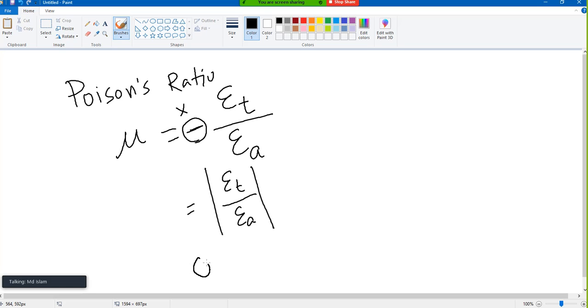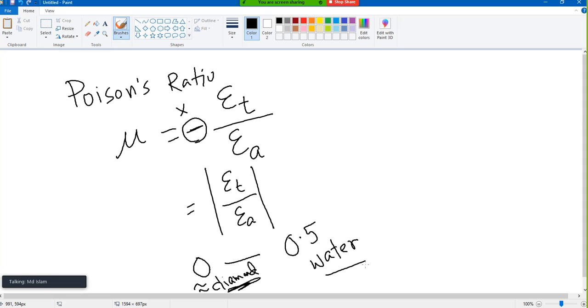Now this value has a minimum of 0 and a maximum of 0.5. Say water is 0.5. For 0, there is no material with exactly 0, but I can say diamond. Diamond is very hard, you cannot deform it after applying load, so it can be assumed 0. Just to tell you the difference: diamond 0, and water, if you press water it goes lateral way very easily, so we can say water is 0.5.